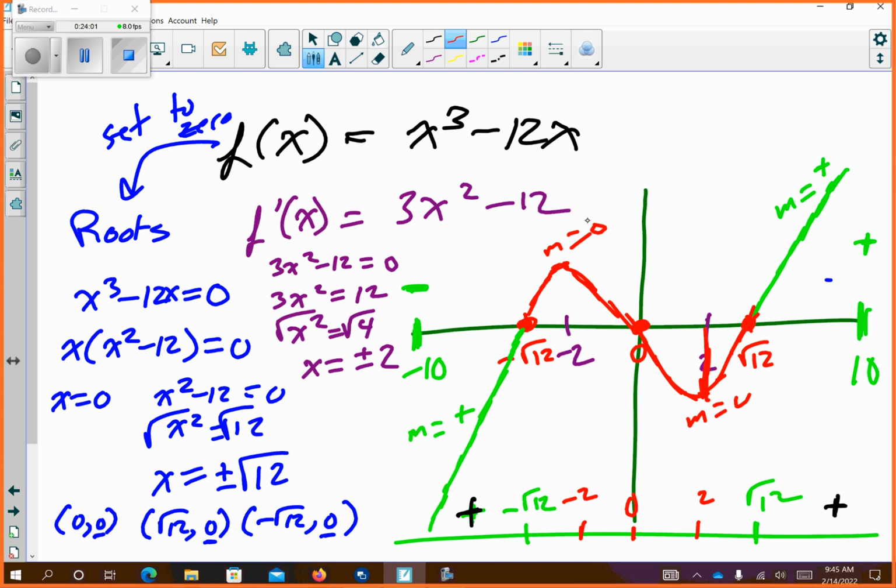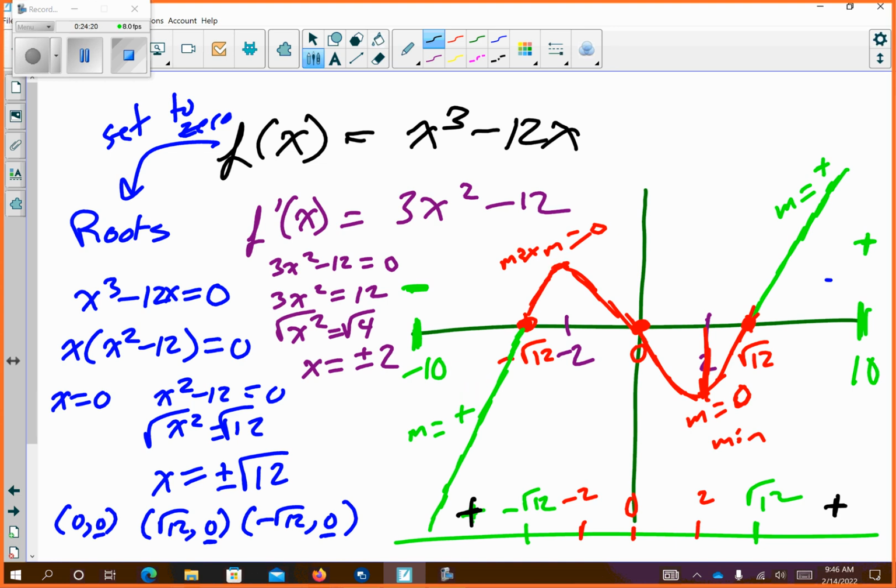Okay, so at my max and at my min, I have a slope of 0 at both. Was there a point of inflection that took place here? No. Could there have been? Yes. Okay, so things to know.